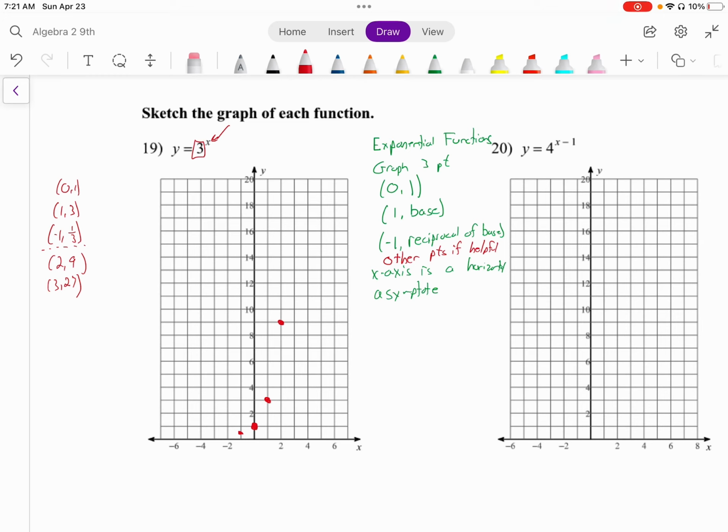And then we remember the x-axis is a horizontal asymptote, and so our graph gets closer and closer to that asymptote and then follows the points over here. Now it shouldn't cross over 3 here because we know we don't get to 3 until it's going to hit 27. So it looks something like that.